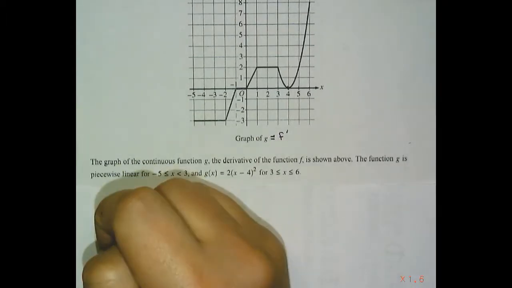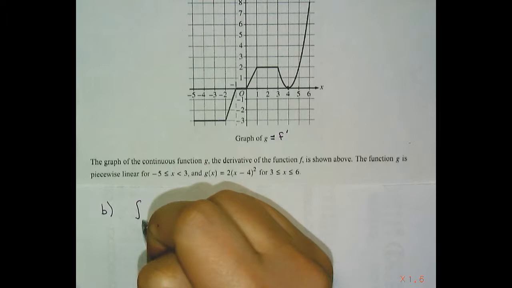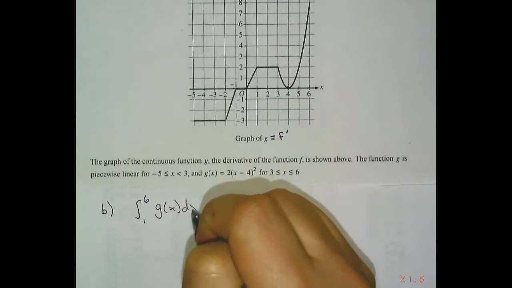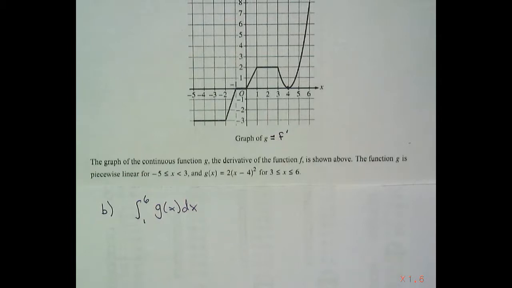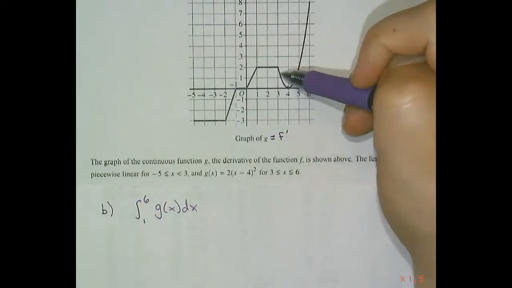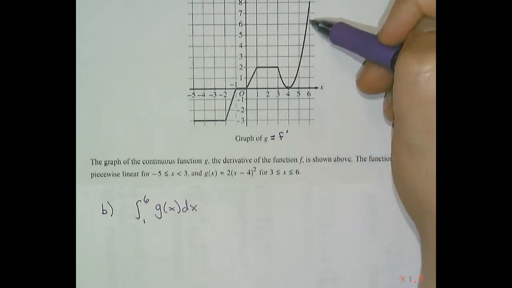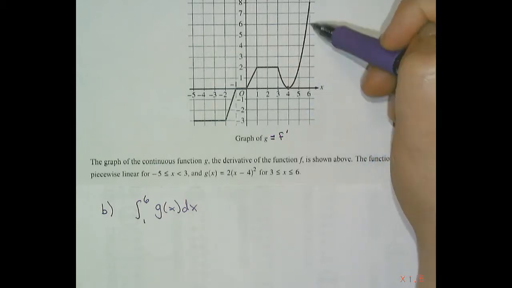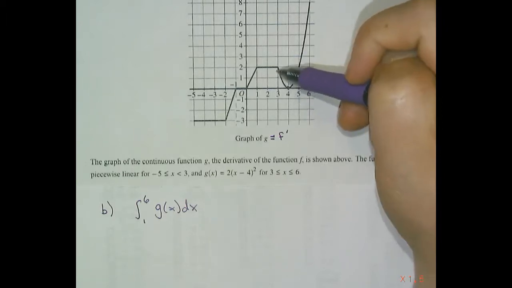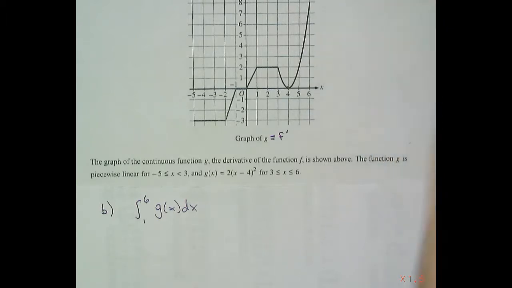Moving on to part B, it asks us to evaluate what is the integral 1 to 6 of g of x. And again, this is probably going to be area calculation, but as we look at the graph 1 to 6, we recognize that there is a portion that is under a curve, and so simple geometry is not going to work for us there. We're actually going to have to rely on the use of antiderivatives.